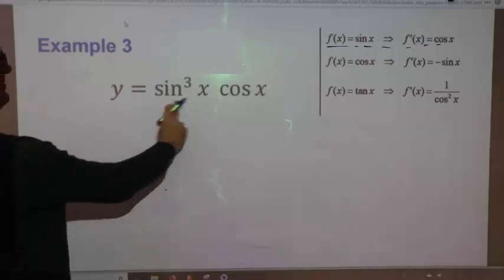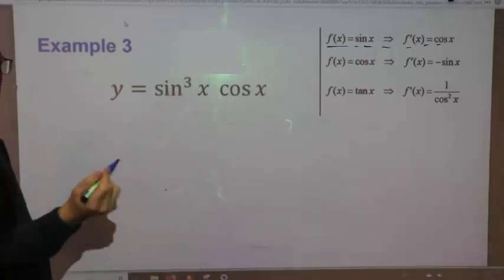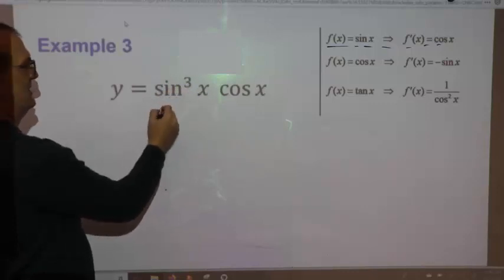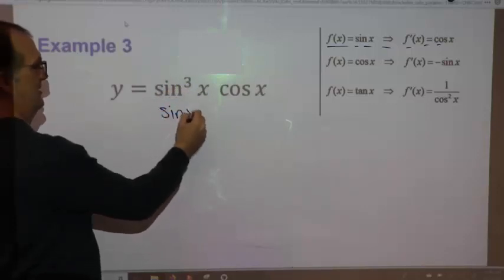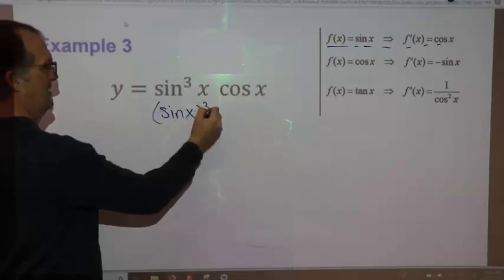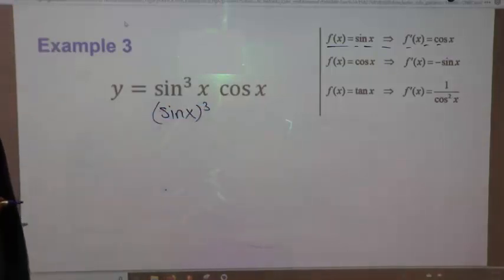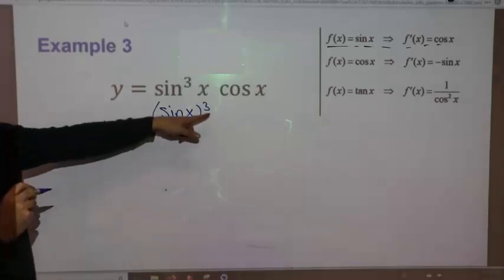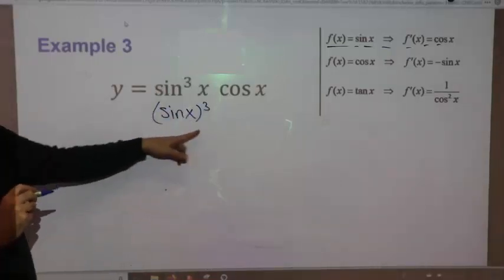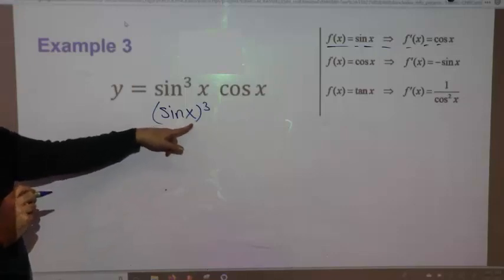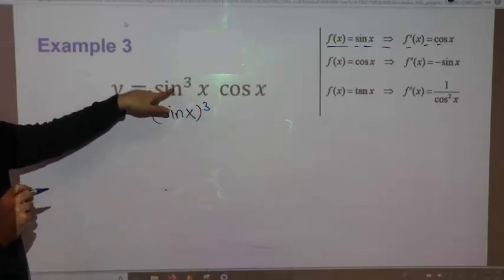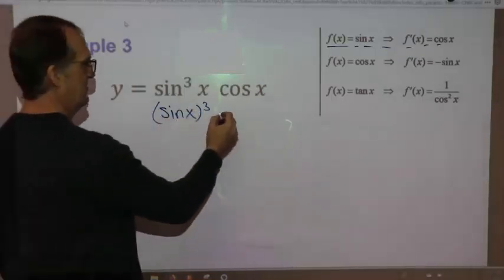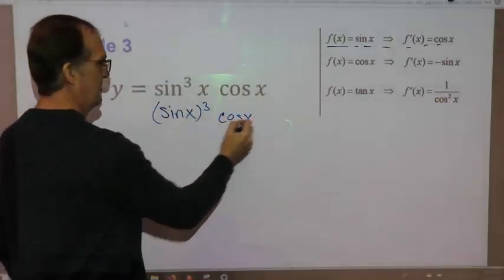So we have the sine, now just to remind you, sine to the third power x is a mathematician's way of writing sine x cubed. Okay? It basically saves us from having to put big brackets around the sine function to the third power, by writing it just sine cubed x, cosine of x.